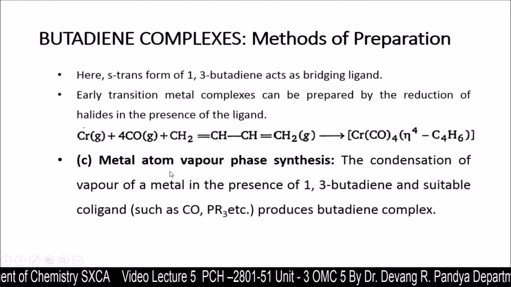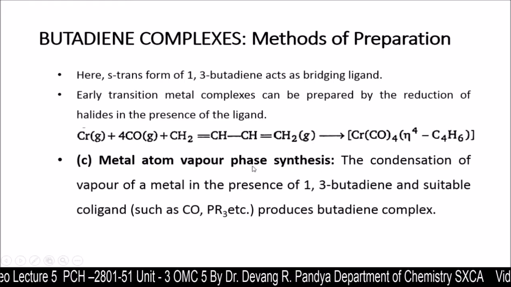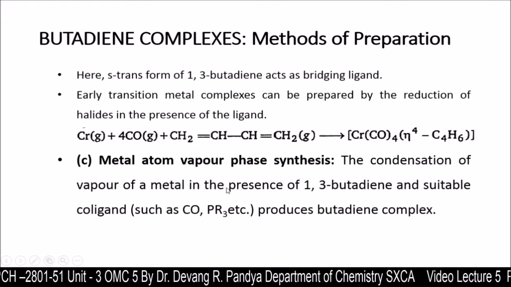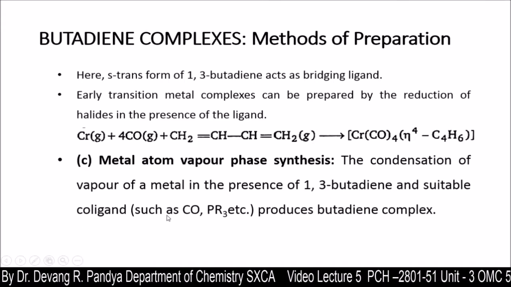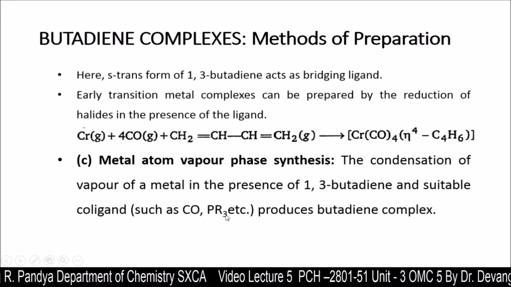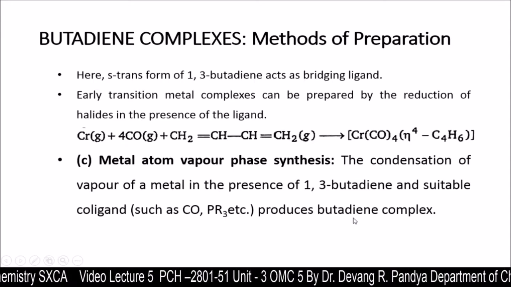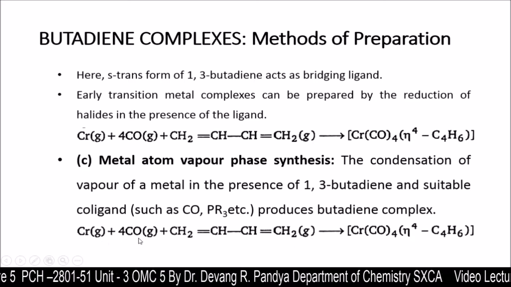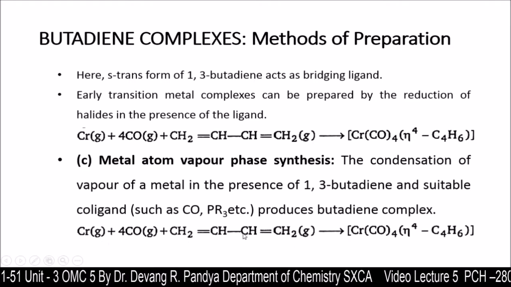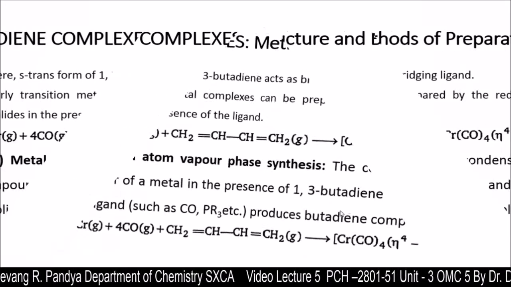The third process is metal atom vapor phase synthesis. In this synthesis, the condensation of a vapor of a metal in the presence of 1,3-butadiene and a suitable co-ligand like carbon monoxide or trialkyl phosphine, etc., produces the butadiene complex. Here you can see the example: chromium in gaseous form, carbon monoxide in gaseous form, and butadiene in gaseous form as well. The same reaction is going to be obtained.